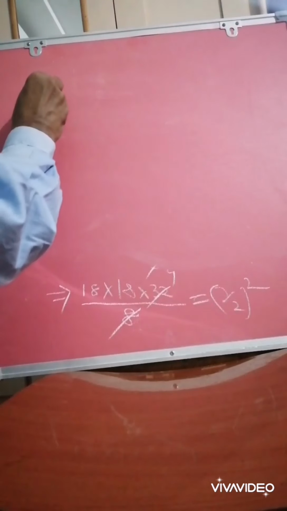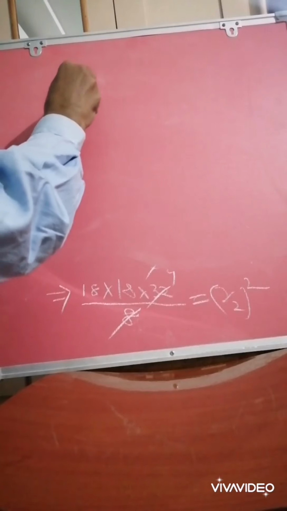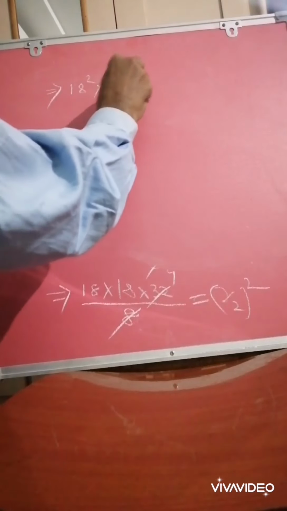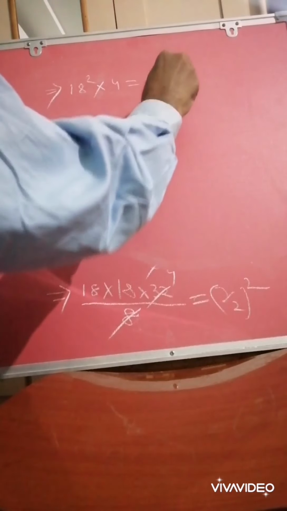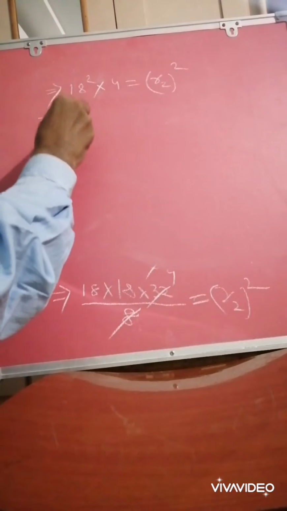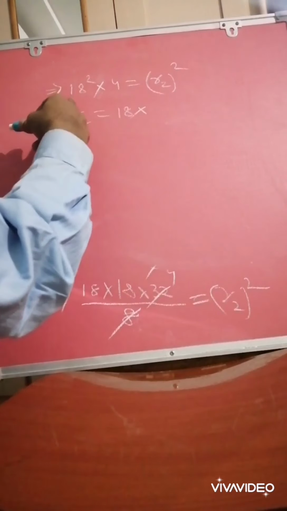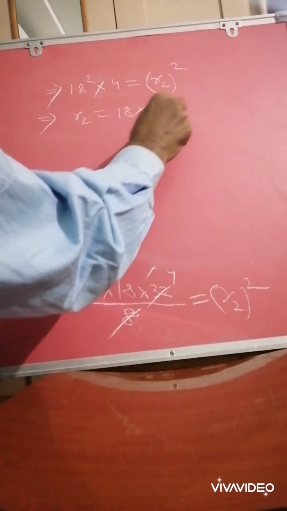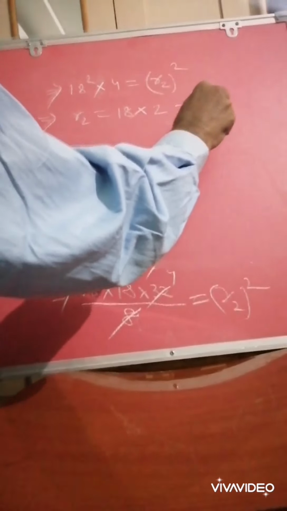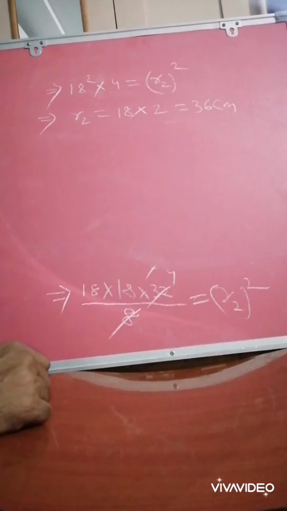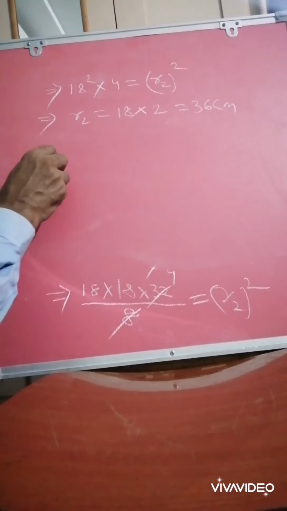So 18 square into 4 is equal to R2 square. That implies R2 is equal to 18 into root 4, which is 2, that is 36 cm. This is the radius of the conical heap. And you have to find the slant height of the conical heap.